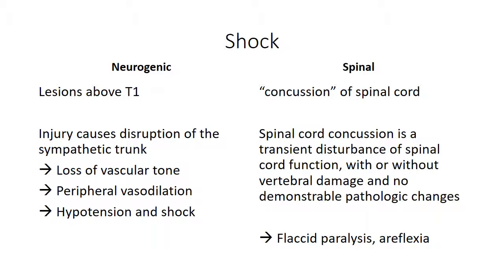When you have spinal shock, that's more likened to a concussion of the spinal cord. It's a transient disturbance of the spinal cord function, and generally with a concussion, there won't be any pathologic changes. In patients who have spinal shock, their symptoms will be flaccid paralysis and areflexia, as opposed to hypotension, which is what you get in neurogenic shock. That's an important distinction and something to remember.